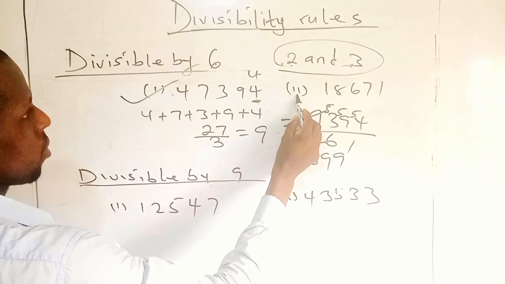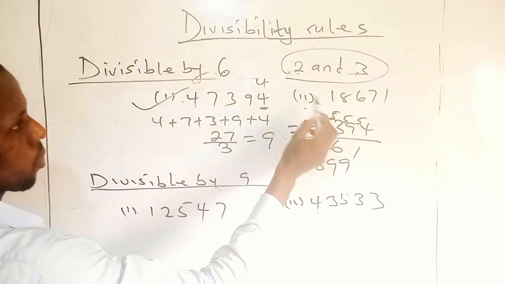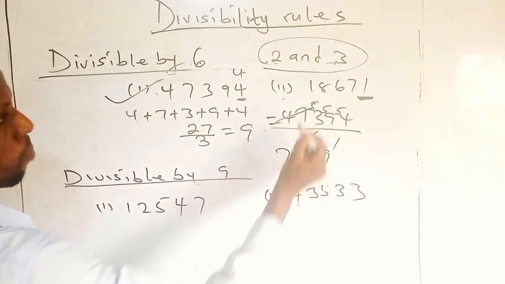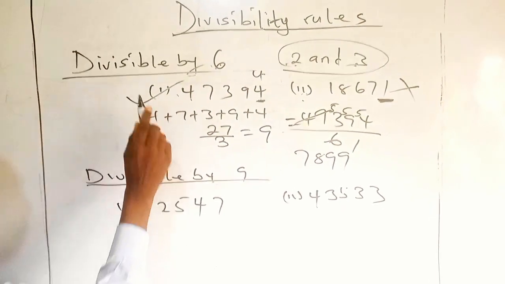Now when you look at the last one, is it divisible by 6? No, because the last digit cannot be divided by 2. It's not an even number. So this is my answer.